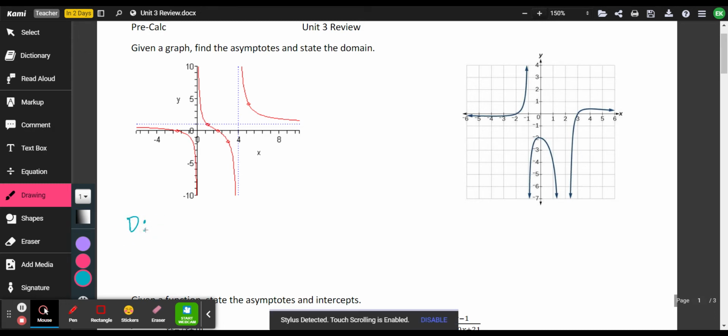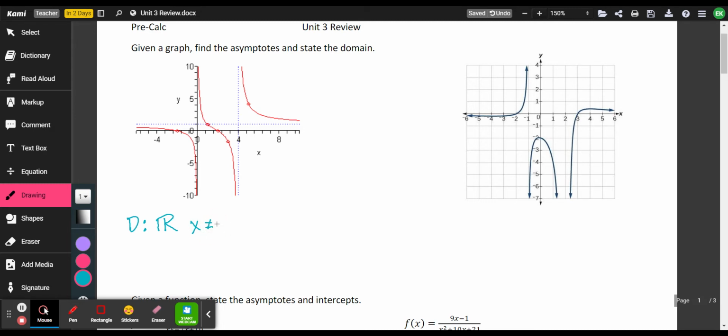The domain, remember, is all of the real numbers. We use that R with the double stroke, except for where the vertical asymptotes are. In this case, there is a vertical asymptote at 4. There's also a vertical asymptote at 0. It's hard to see here because there's no dashed line, but there is an asymptote on the axis. I will try to make it clear so that you can see where the asymptotes fall. Remember, it's where the graph approaches, gets really close to, but never actually touches.